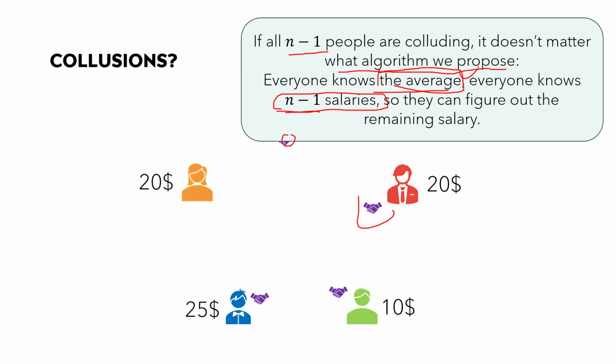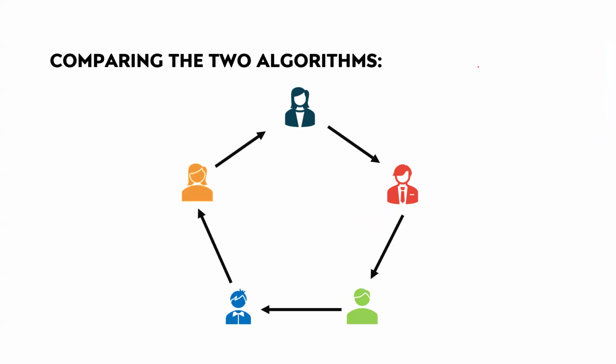Okay, so let's compare the two algorithms. We've done a lot of design. Let's compare the two algorithms, besides the stuff that we mentioned about collusions, which is what we focused on. Let's think about performance. We haven't talked about that in quite a while, and maybe we should, right?